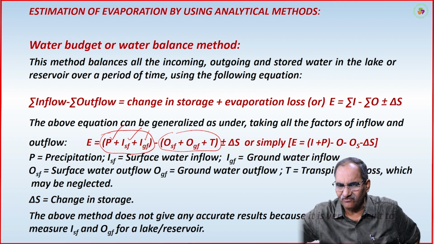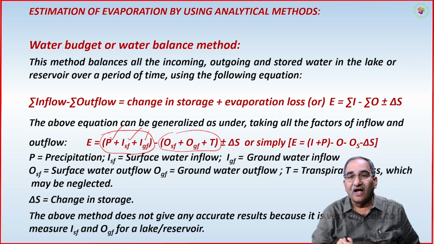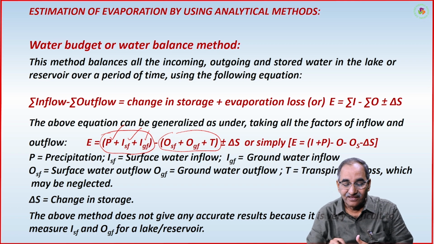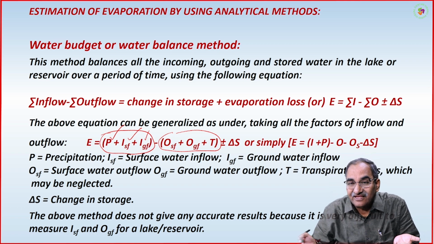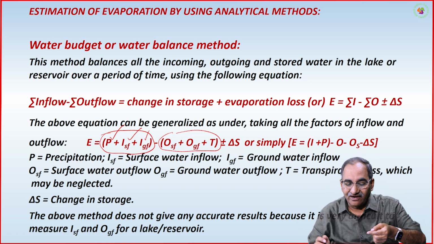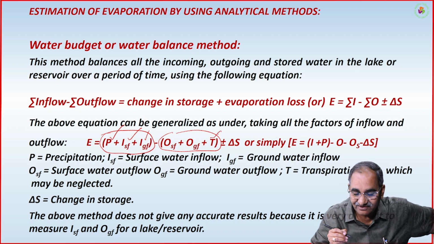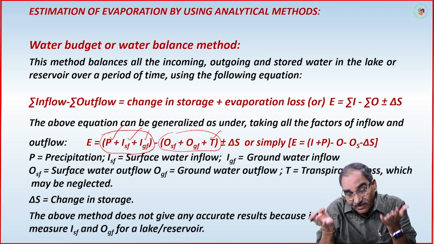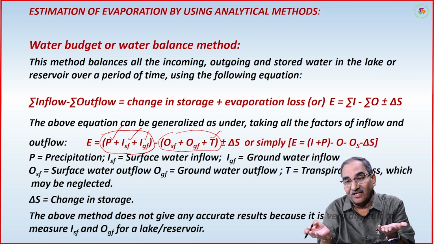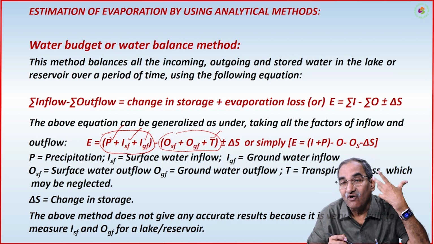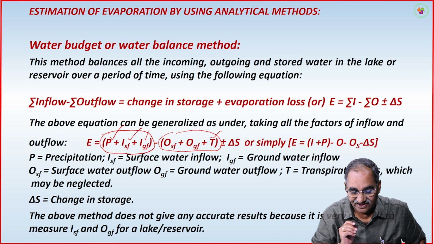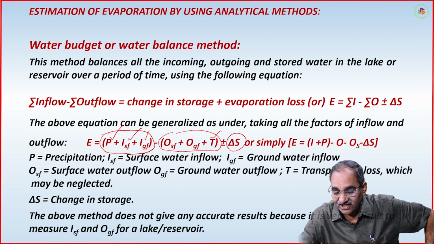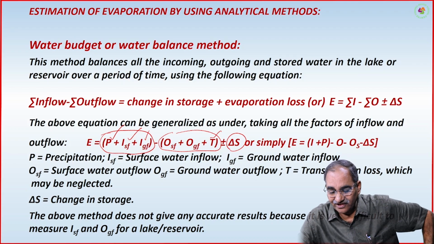From any canal, water we are sending, that is outflow. And what is outflow into the groundwater? That is nothing but seepage, and transpiration. If any plants are there, on the banks or on the lake itself, floating plants, any water loss from the plant is transpiration. And delta S, this is it.